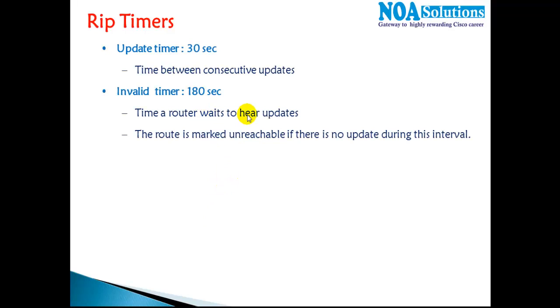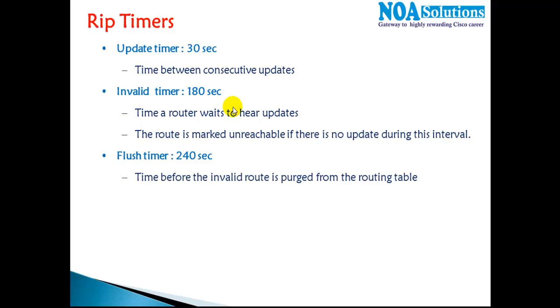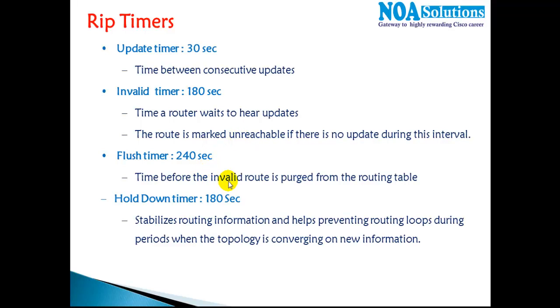Now as I discussed, the update timer is the time taken between the consecutive updates. Invalid timer: the router waits to hear the updates, and it's going to mark the particular route as unreachable if no update comes during that interval. Flush timer: the time before the invalid route is removed from the table. And the hold on timer stabilizes the routing information and helps in preventing routing loops also.